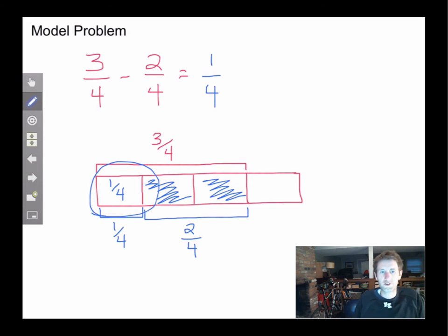So just remember from the very beginning discussion that I subtracted 3 minus 2, and I had 1. But for my denominators, I did not subtract these at all. I left them as fourths because the number of parts that the whole is divided into will not change. It's just which fraction you have left over after subtracting.